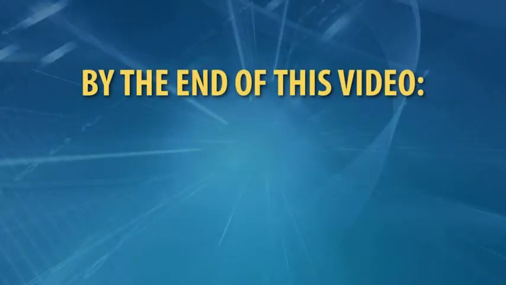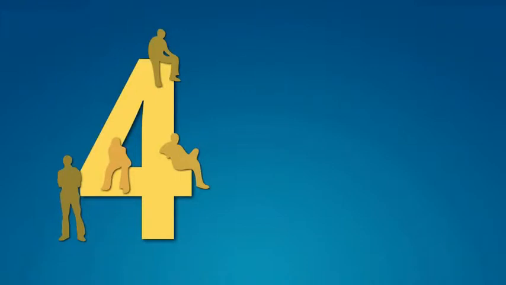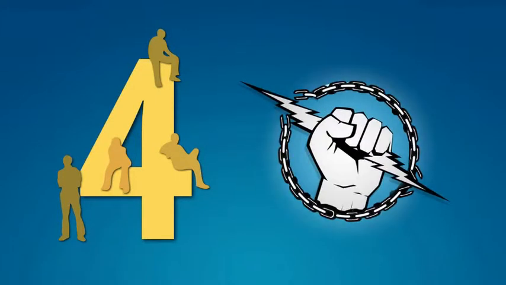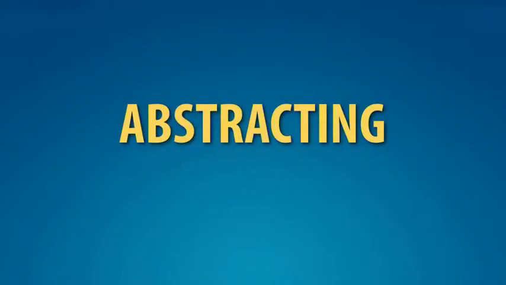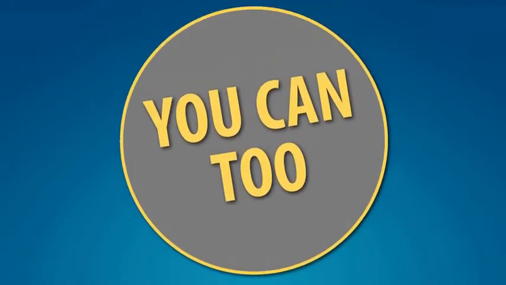By the end of this video, we want you to have a solid understanding of just how our unique approach to SEO can be used to start or grow your online business. In order to accomplish that, we're going to do a couple of things today. You're going to meet 4 amazing people, all students of ours from different walks of life, and they will tell you in their own words the results they've gotten with Link Liberation and how it has transformed the way they do business. In between, we're going to teach you how they're doing it and focus on one particular method called abstracting. Now, abstracting is something that everyone should be doing, so we'll also be showing you, as we go, how you can do it yourself.